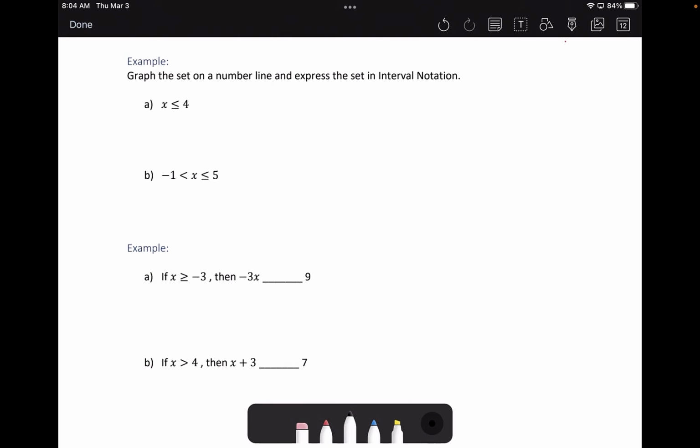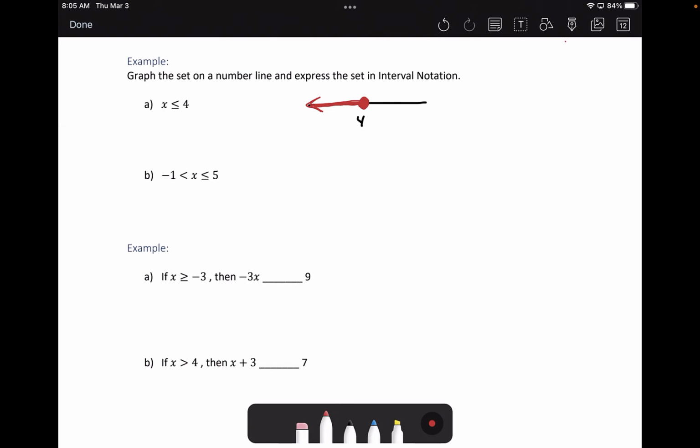Imagine a number line, and we're focusing on the point 4. Since we have equality in our symbol, we can include the 4, meaning we can close in the circle on the 4. And then we want to shade. X is less than 4, so we're going to shade everything less than 4. Everything to the left of 4.